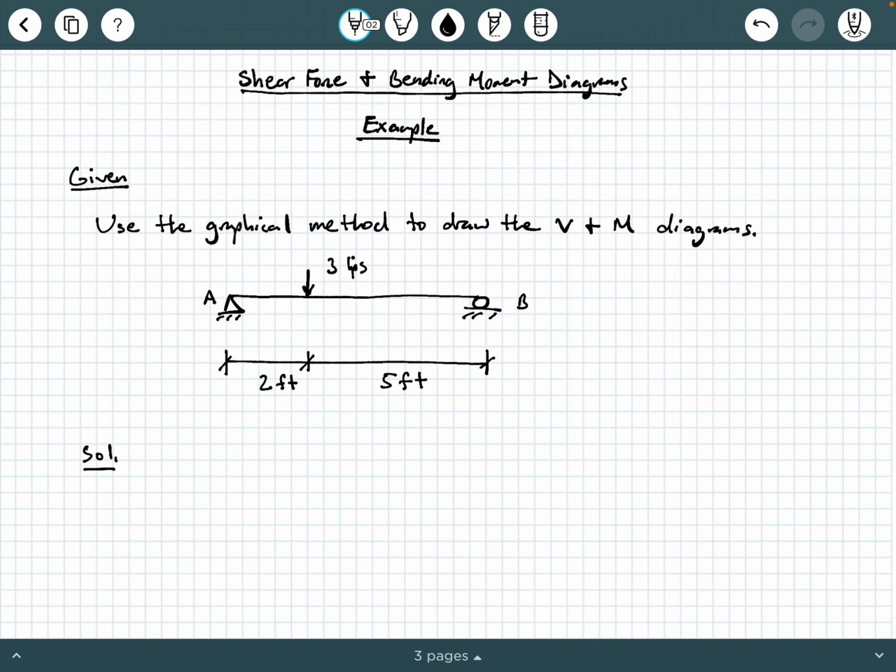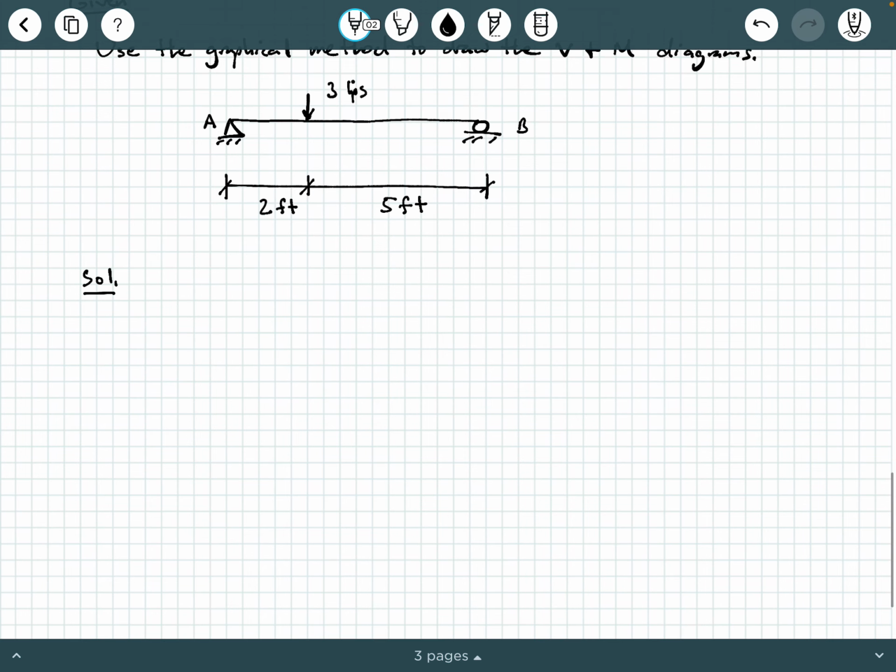If you watch the background video, you might recall that the first thing we need to do is solve for external support reactions. So I'm going to make a note here. I'm going to say first, solve for external reactions. Okay, so how do we do that? Well, we're just going to redraw this beam, and we're going to draw it as a free body diagram.